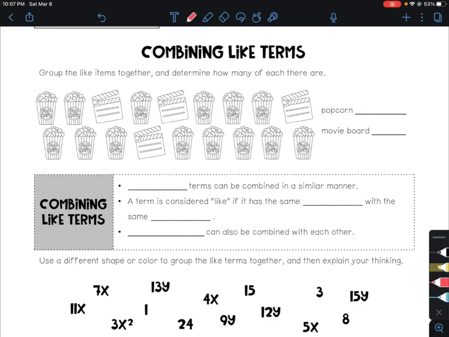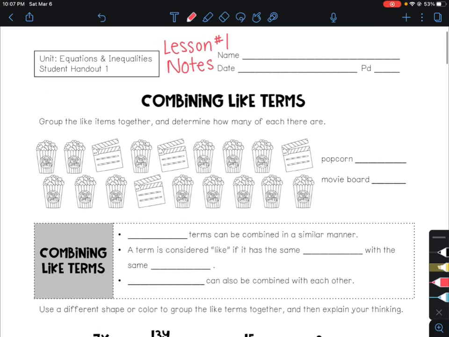For the first lesson in our equations and inequalities unit, we'll be talking about combining like terms. And this is the same as in real life when you're counting up objects. You would combine or group together like items. For example, here, there's these movie boards, and there are 4 of them.